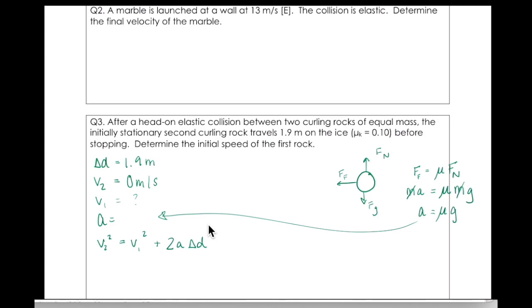I did write out the kinematic equation that you're going to need, just so you didn't have to go back through your notes. You'll plug in the information that we have. You have your V2, so you plug that in here. V1 is what we're solving for. Then 2 times acceleration, where you plug in your mu times gravity. You can work out that number before you plug it in, because we have the mu and we know what the gravity constant is. And then you plug in your displacement.